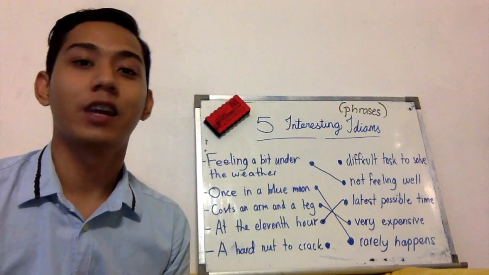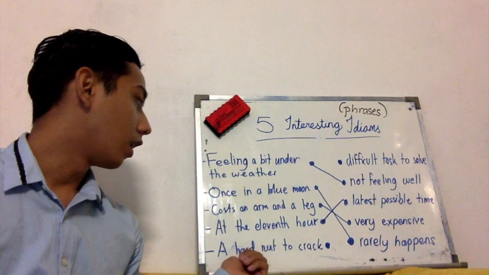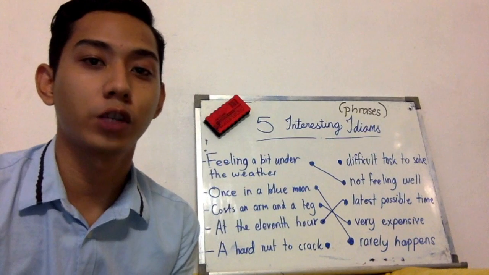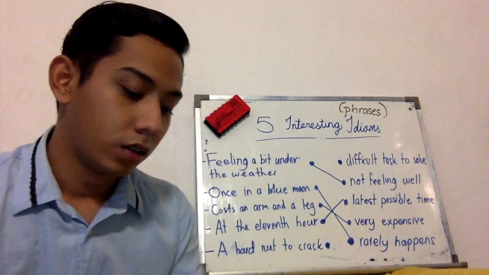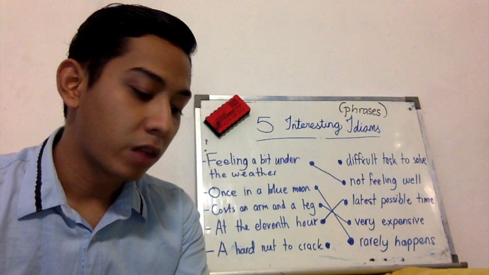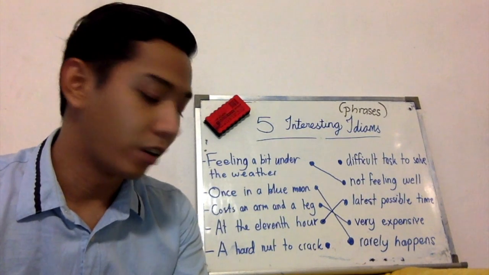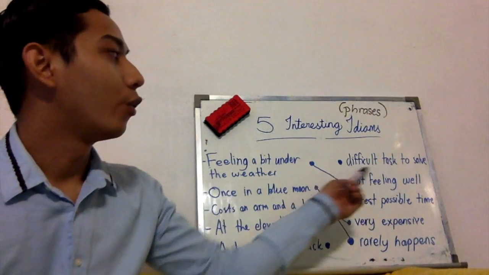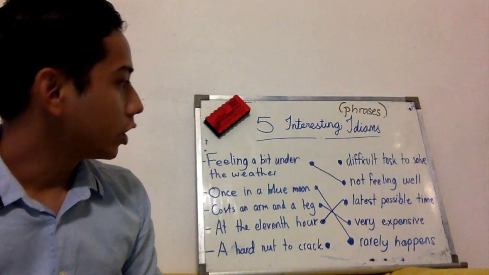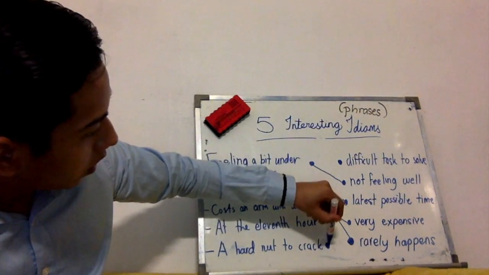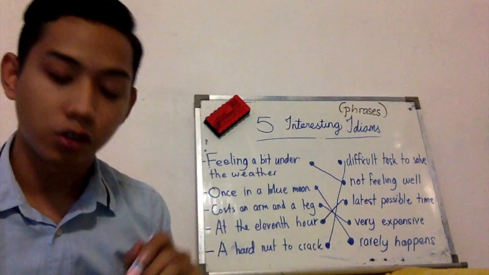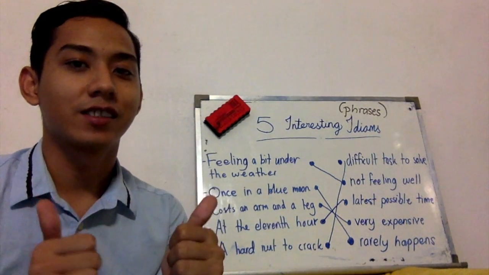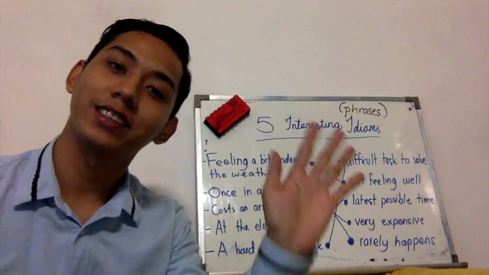Okay, good job guys. Now down to the last one. A hard nut to crack. Here's an example of a situation. Wow, this mathematics question is a hard nut to crack. And we only have one answer left, which is, of course, a difficult task to solve. And that's about it. Well done, everyone. Congratulations. Till next time, bye-bye.